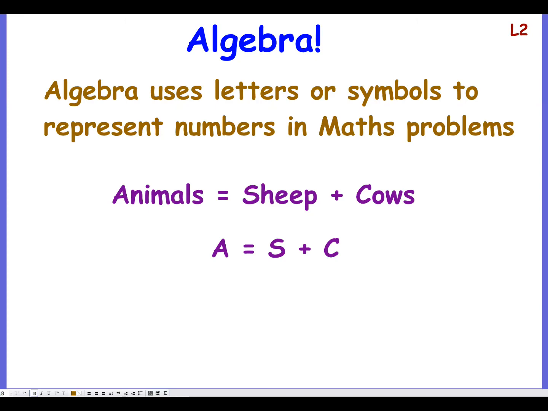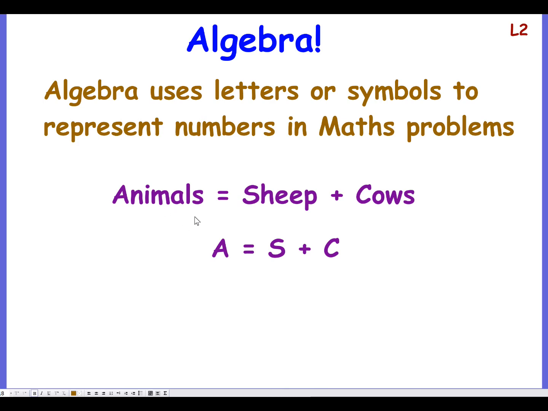So algebra is the use of letters or symbols to represent numbers in maths problems. Basically, we don't know what numbers we've got, so we use a letter that represents those numbers until somebody tells us what they are. So in this example, the number of animals in the farmer's field is equal to the number of sheep plus the number of cows. Now, I have no idea how many sheep or cows there are until somebody tells me.